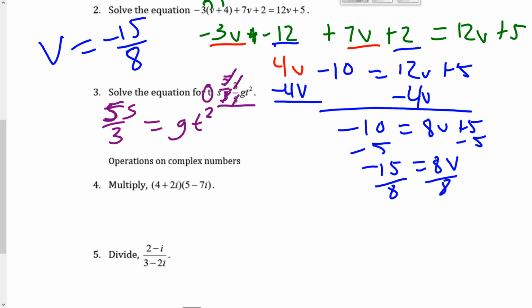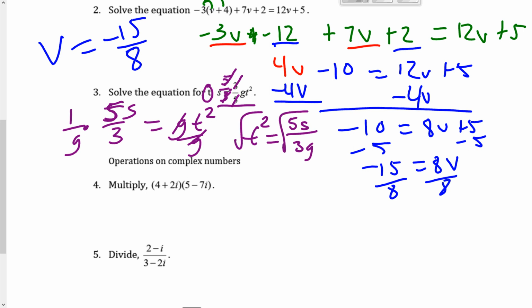Equals gt squared. How do I get rid of multiplying by g? Well, I divide by g. And again, when I divide by g, that means I'm multiplying by 1 over g. So g is just going to go on the bottom with the 3. So I have t squared equals 5s over 3g. Then how do I get rid of squared? Well, I square root. And when I square root, I have a positive and negative answer.